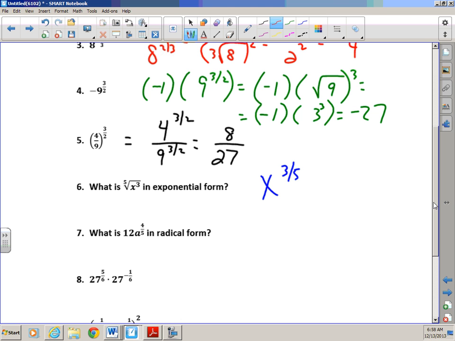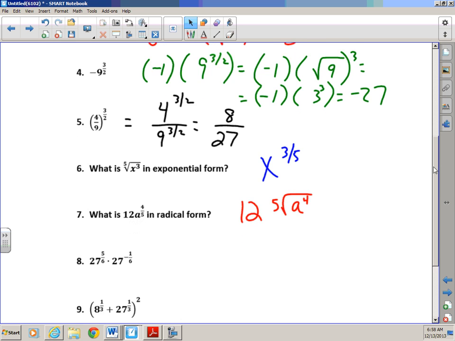How do I write 12a to the 4/5 in radical form? 12 is not necessary to be put in radical form. The fifth root of a to the fourth. Okay? Now, last two examples.